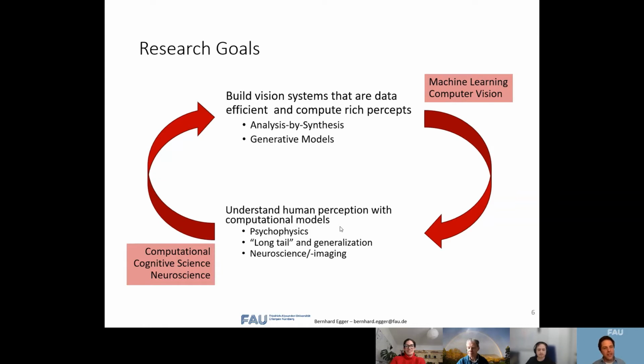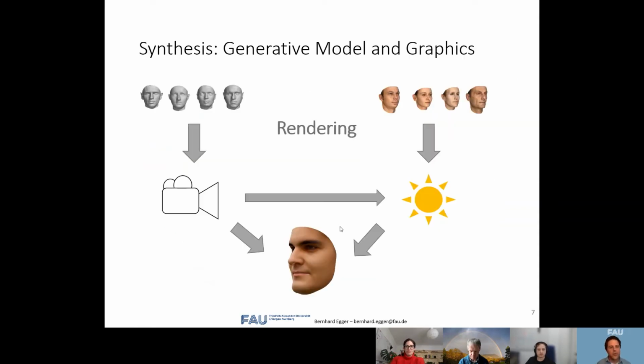So let's dive a little bit deeper into what I mean when I say we want to build vision systems in an analysis by synthesis manner. One part of analysis by synthesis is the synthesis, and that's the generative model that we use. For this, we basically use standard computer graphics. What you see on top are faces. On the left, you see the face shapes, and on the top right, you see the face textures.